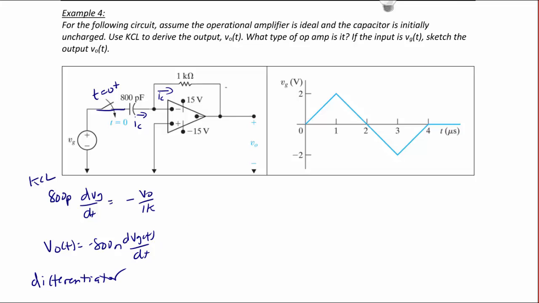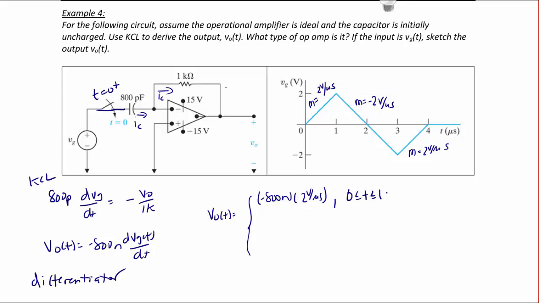Finding the derivative of a waveform is the same as finding the slope of the tangent line. So looking at the lines we have here, we see that the slope of this first line is 2 volts per microsecond. The slope of the second line is negative 2 volts per microsecond. And the slope of this third line is positive 2 volts per microsecond. So V0 of t is equal to negative 800 nano times 2 volts per microsecond for the interval between 0 and 1 microsecond.